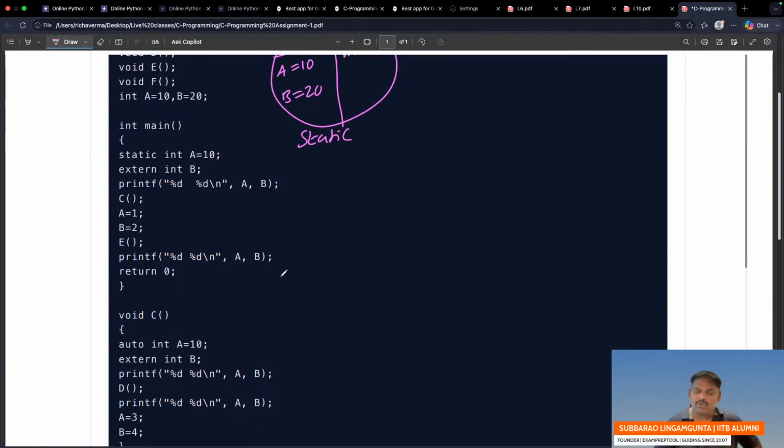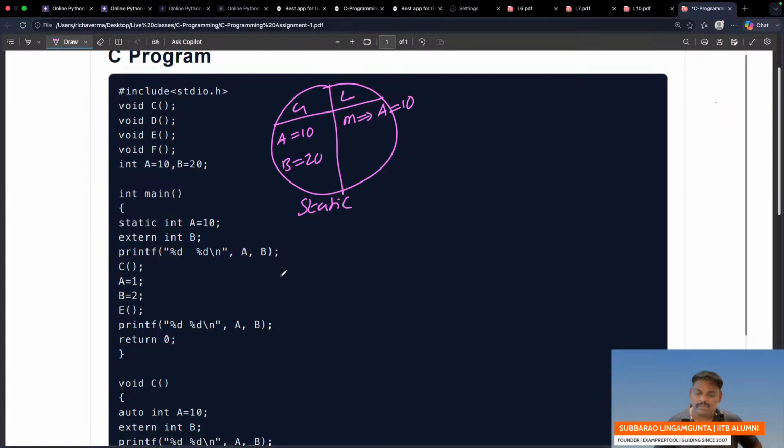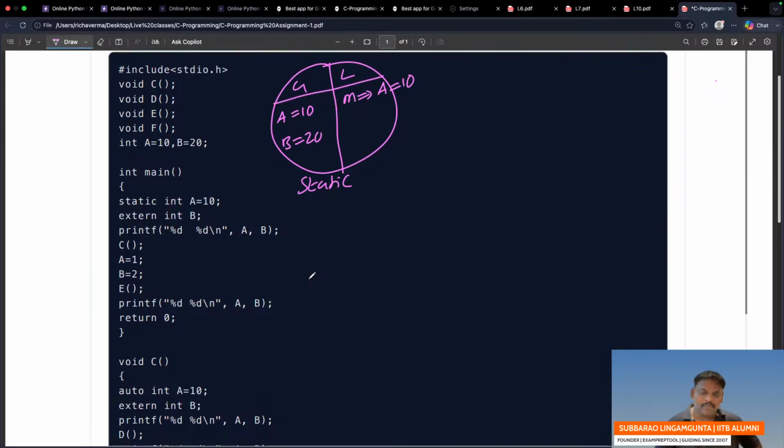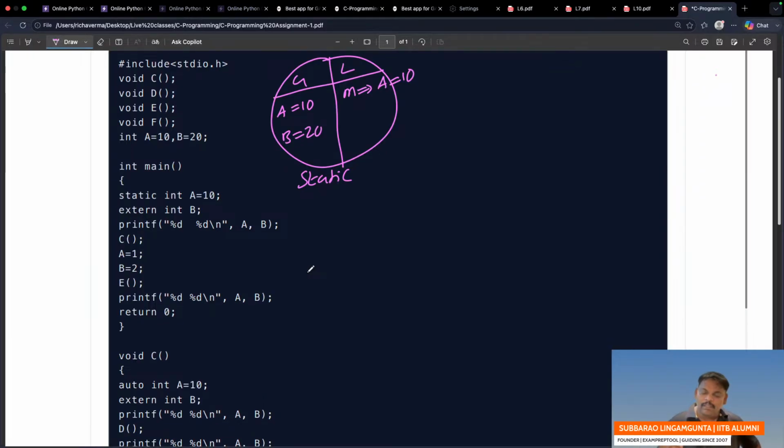Let's do both, doing both is better. So let's go to static scoping. There is no other static variable, only one static variable in the main. I'm done with it. Let's start from main. In the main, first line completed. In the second line, extern int b is a local variable.